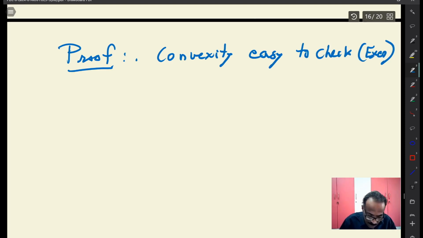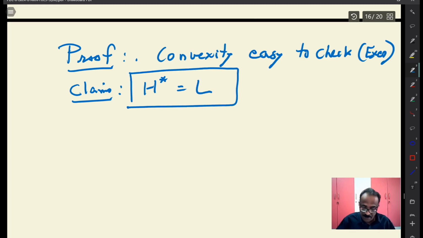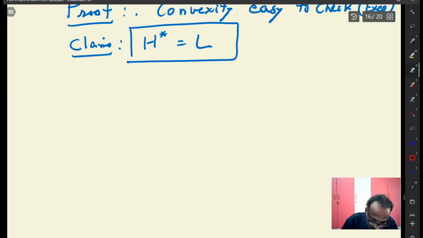Then what you want to prove is the claim. Maybe I will prove one side. You want to prove that H star is equal to L. This is what you want to prove. All the other things are proved. Cohesivity also you can prove. So first let me do the cohesivity, which I will prove here.